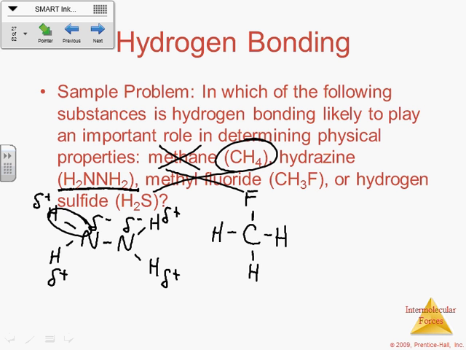And then hydrogen sulfide, H2S. Again, there's no nitrogen, oxygen, or fluorine there, so we can immediately cross that one off. That's not going to be hydrogen bonding. So the only one on this list that is a good candidate for hydrogen bonding is H2NNH2, the hydrazine.